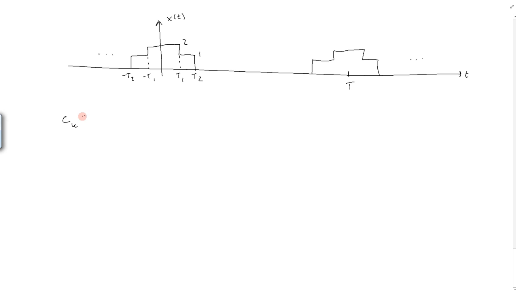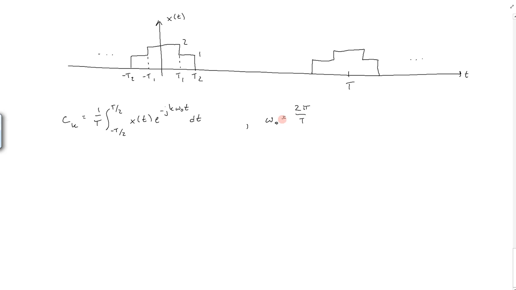So we know that our c sub k is going to be equal to 1 over T, over a period of T, and we're going to choose from negative T over 2 to T over 2 in order to capture this entire signal in here, of x of t times e to the minus jk omega naught t dt. We know also that omega naught is equal to 2 pi over T.